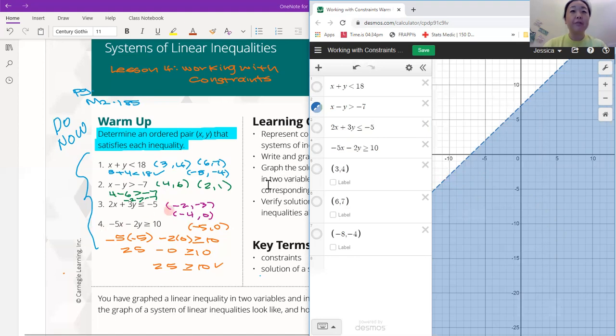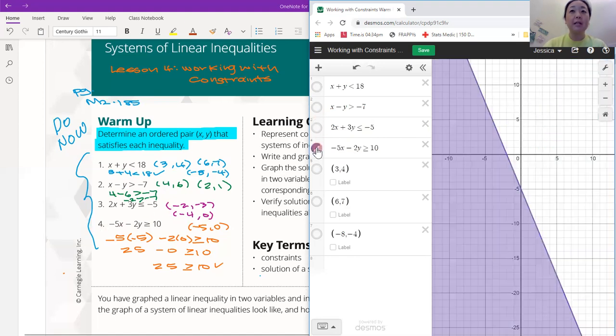All right, and then for the last one, let's see if any of these points work. Yep, the only point that works is -8, -4, right? Actually, that works, period, because it's in the shaded area. Notice these two are not in the shaded area, so those are not going to work in this inequality.